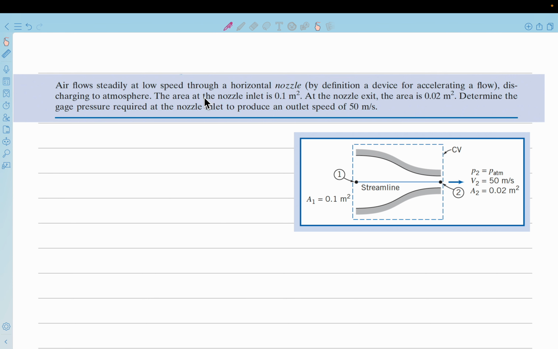You are given the area at the nozzle inlet, A1, as 0.1 meter square. The nozzle exit area, which is much smaller, is 0.02 meter square. We have to determine the gauge pressure required at the nozzle inlet to produce an outlet speed of 50 meters per second. So there is some pressure that we are applying across this nozzle device, which is propelling the flow forward, right?